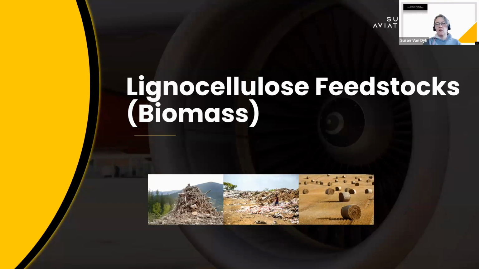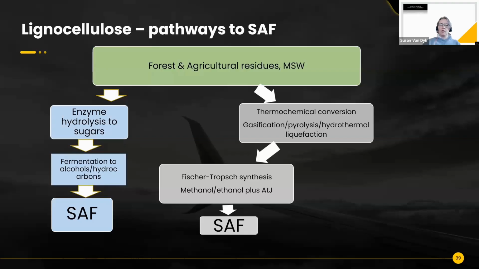Okay, so let's switch to lignocellulose feedstocks, biomass, and here we're looking at forest residues, agricultural residues, and municipal solid waste. The main pathways that we look at here are thermochemical conversion, such as gasification, pyrolysis, hydrothermal liquefaction. And you can take the gasified feedstock, use Fischer-Tropsch synthesis, or you can make methanol, ethanol plus alcohol to jet. And with the pyrolysis and hydrothermal liquefaction, you can upgrade it through hydrotreatment and so on. You can also break it down into sugars, and then you can ferment those into alcohols or hydrocarbons to make SAF. So there are various pathways, but this is the main pathway that we are looking at.